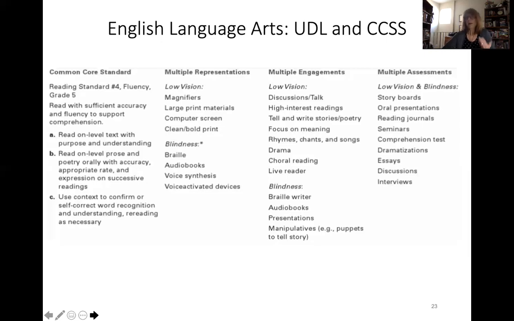Assessment is how do we know what the outcome is? In other words, how do we know that we've reached that standard? And again, for both, there are multiple types of opportunities in order to present information so that comprehension of the material is there. Two ideas: reading journals and dramatizations.